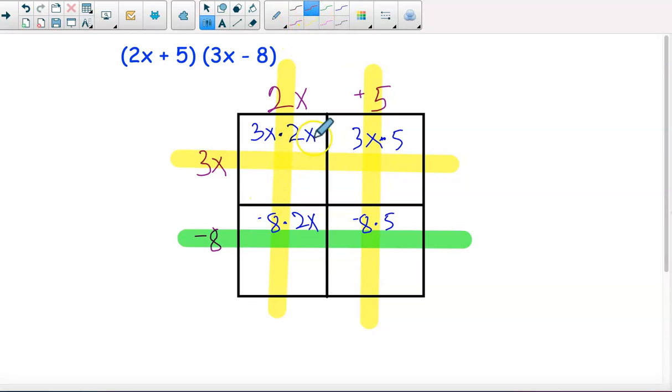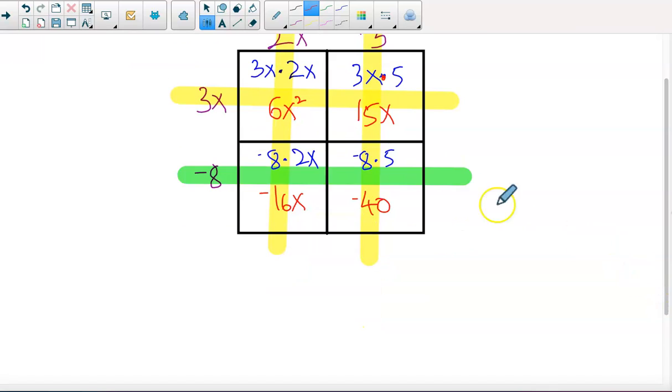So 3x times 2x, 3 times 2. How much? 6. x and x, x is square. 3x times 2x is 6x square. Similarly here, 3x times 5. 3 times 5, 15, and there is an x. And in the third box, negative 8 times 2, negative 8 times 2, negative 16x. And in the fourth box, you have negative 8 times positive 5, gives you 40.